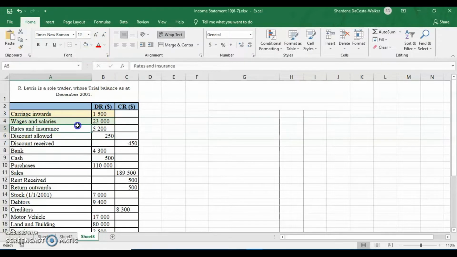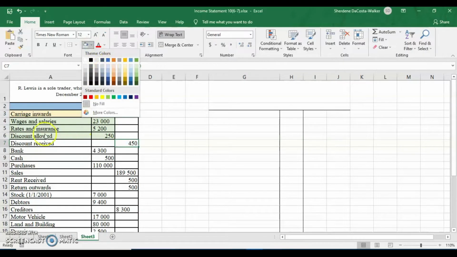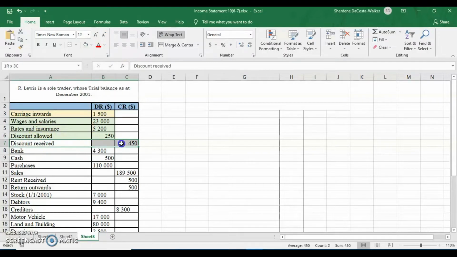Your rate and insurance are also going to be a part of your profit and loss, because that's an expense to your business. You're going to be paying insurance as well as rates. Discount allowed is an expense because you allow your customers to pay less on what they owe you. So that's going to be an expense. It will be in the income statement. Discount received will be a part of the income statement. However, discount received is a revenue, not an expense. So I'm going to highlight it with another color.